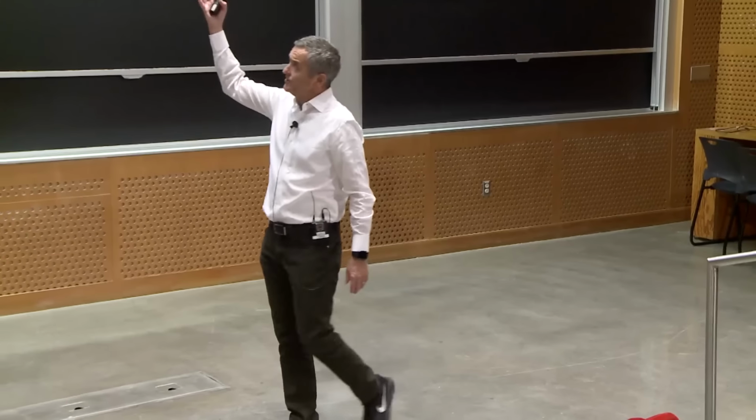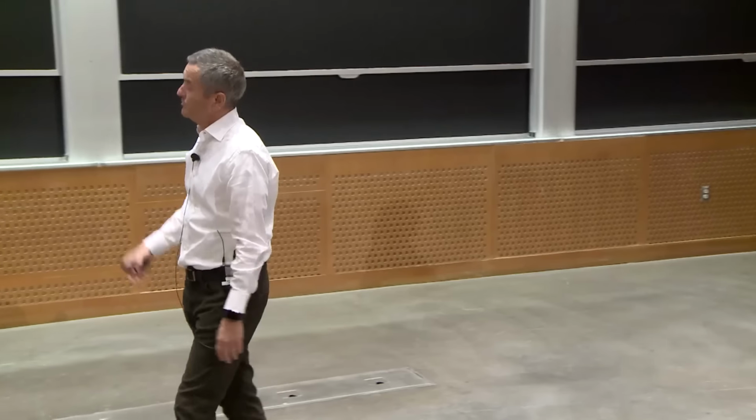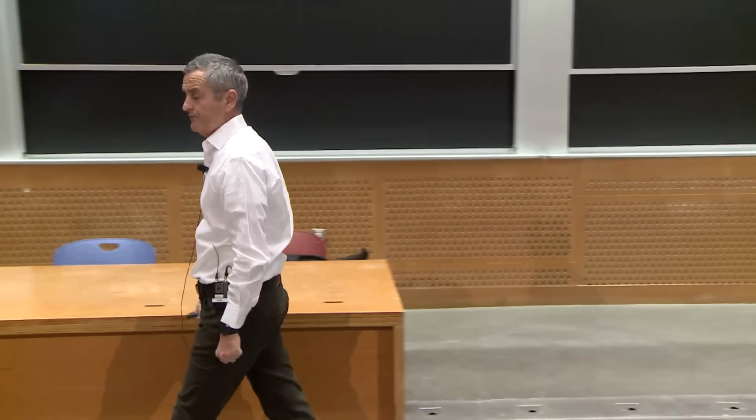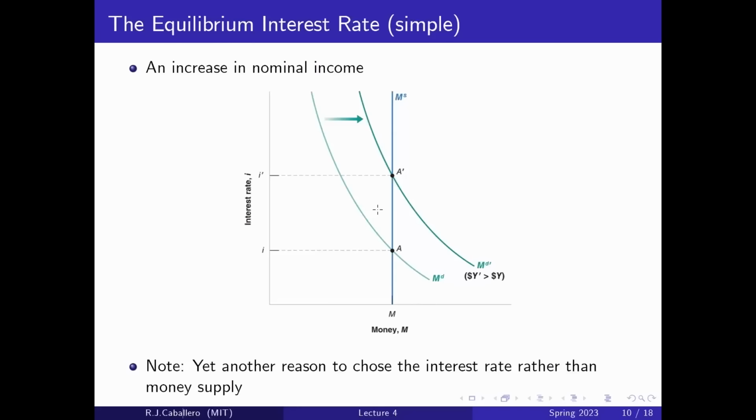What else shifts? This is a different kind of shift. Suppose that nominal income goes up. And this is happening all the time. Nominal income is growing in most economies most of the time, unless you're in a recession. Nominal income is growing. It's growing for two reasons. One, because we have inflation, and the other one is because real output is growing. That means that typically, in an average year, money demand is shifting to the right.